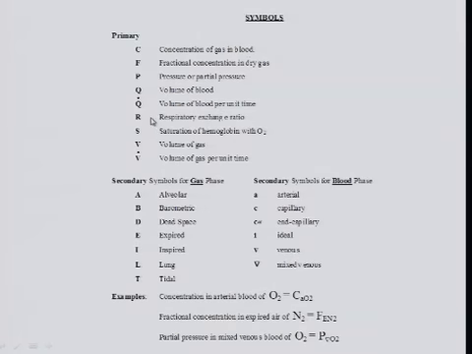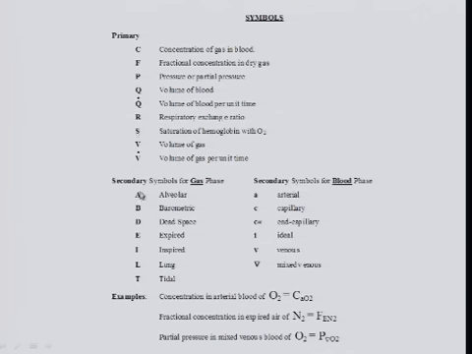As well, we have R is a respiratory exchange quotient, but this is also going to be when we refer to resistance. Saturation of hemoglobin with oxygen. We're going to talk in much detail about saturation. Volume of gas and volume of gas per minute time. Make sure you understand the difference between those if you see that nomenclature.